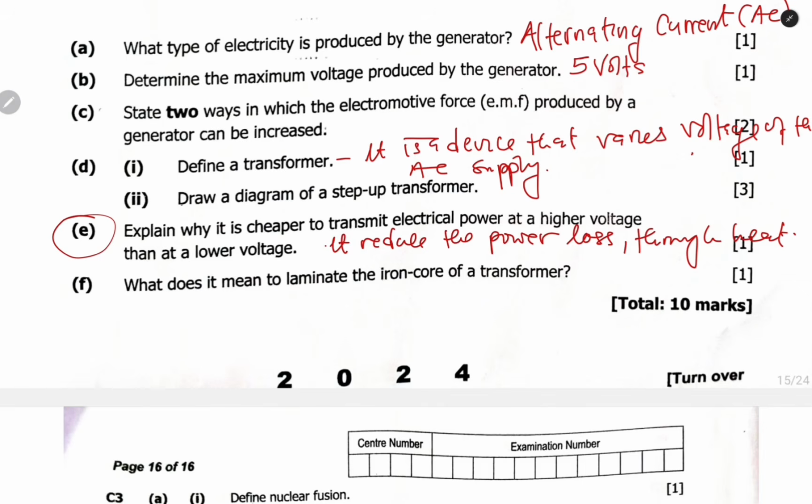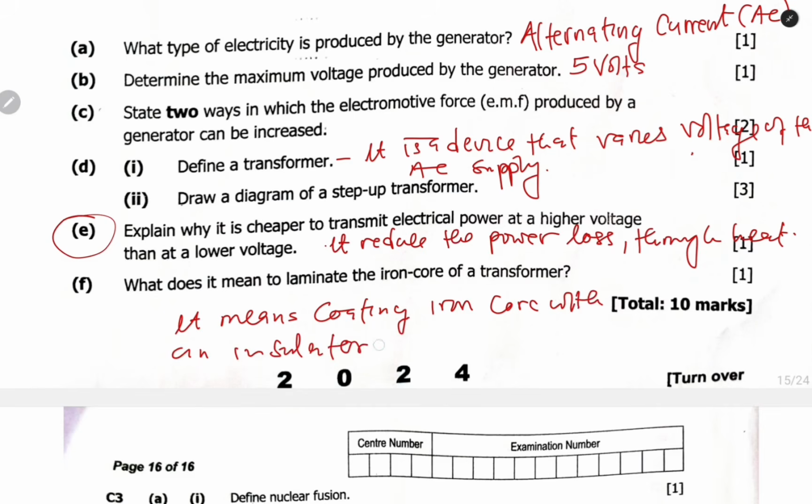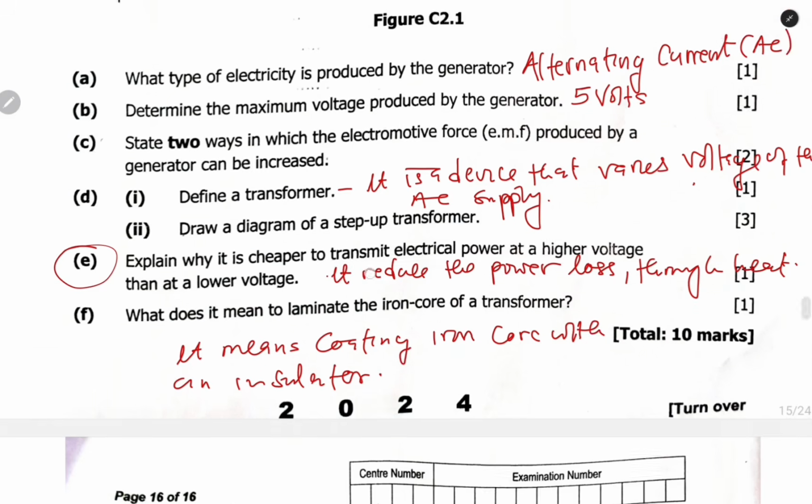What does it mean to laminate the iron core of a transformer? This simply means coating the iron core with an insulator. That is what it means. So we've answered this question fully.